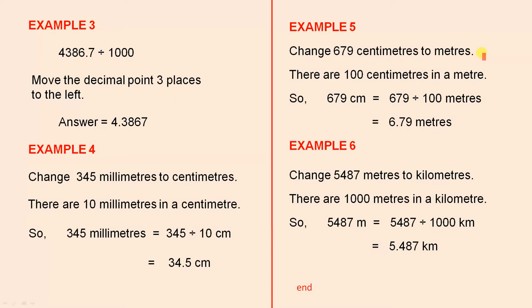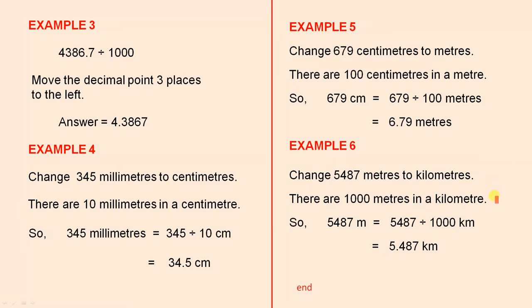For the next example, change 679 centimetres to metres. If we know there are 100 centimetres in a metre, we have that 679 centimetres is 679 divided by 100. That gives us the answer in metres. Since we're dividing by 100, we move the decimal point here, two places to the left, and it gives us 6.79 metres.